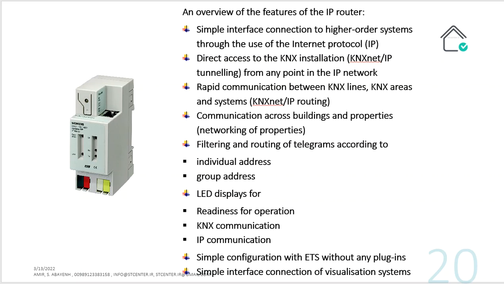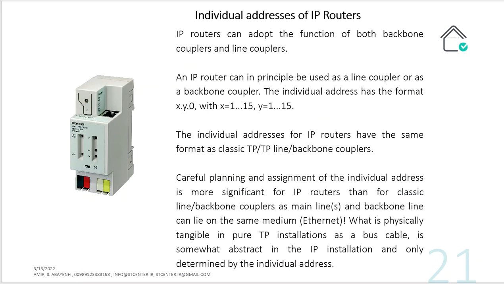Okay. Also, there are some indicators on it to let us know the operation, for example the readiness of operation, KNX communication, IP communication. Simple configuration with ETS without plugin. There is no need of a plugin. You only provide the application from the catalog view and download it to the device. Simple interface connection of visualization systems. Most of the time for visualization systems, you can use the IP router because it provides us point-to-point communication based on TCP/IP, and so we can use it.